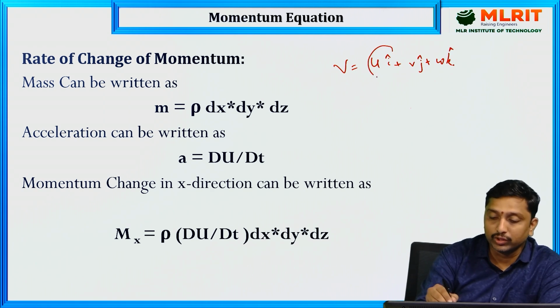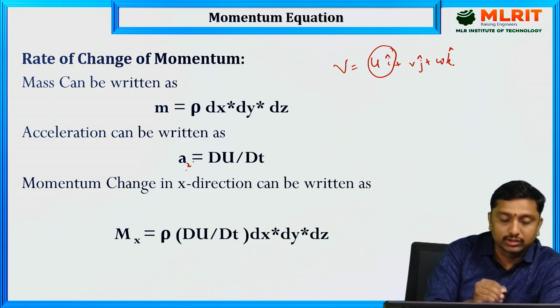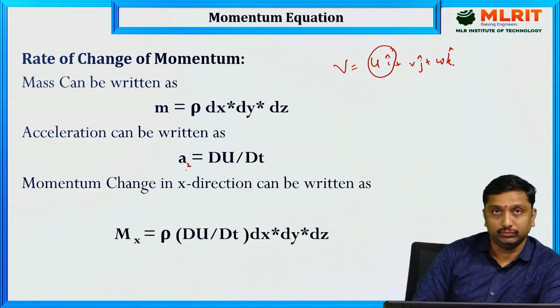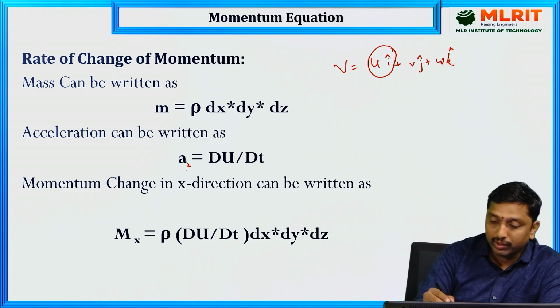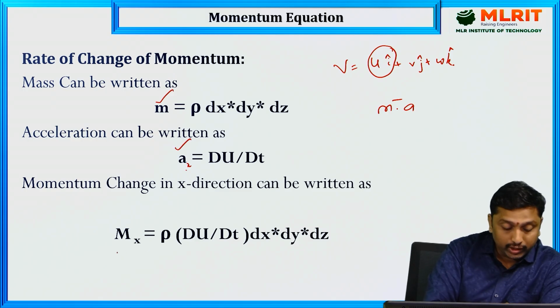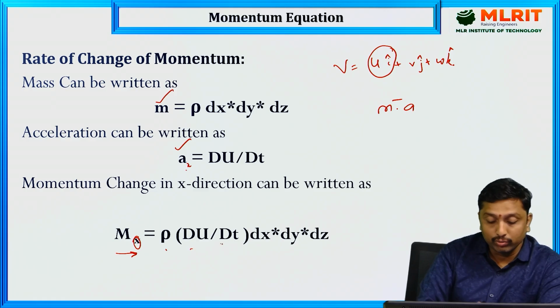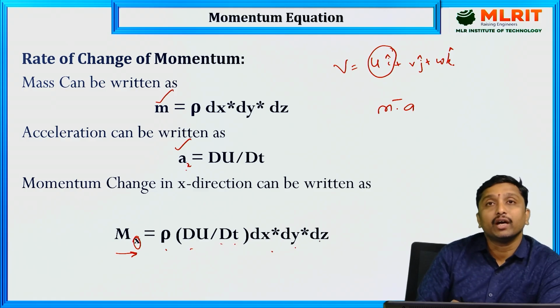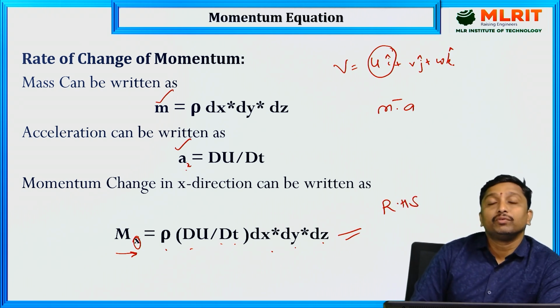So we are considering only the x component of velocity. So a is equal to, you can write it as ax is equal to du by dt. So the rate of change of momentum is nothing but m into a. So I have m, I have a, so I can write the rate of change of momentum in x direction as rho du by dt into dx, dy and dz, which will be my RHS from the physical model.